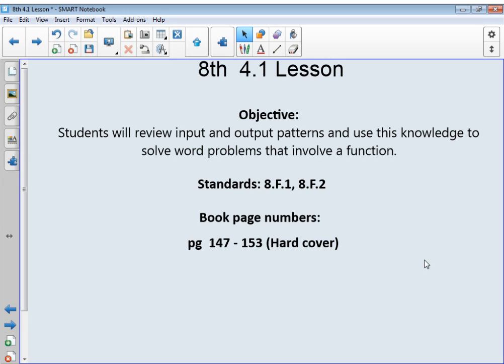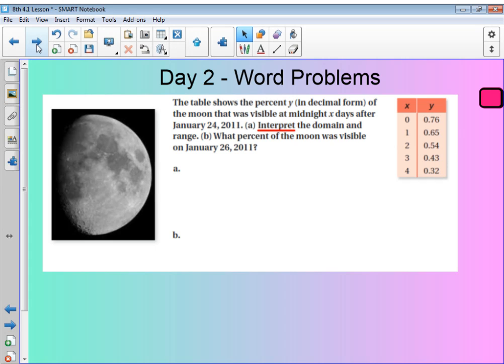The page numbers say you'll be working, so these are in your hardcover book, but we'll actually just be doing them together. So that's out of pages 147 through 153. Okay, today we're just going to be working with some word problems. Yesterday, or previously, you worked with a function.